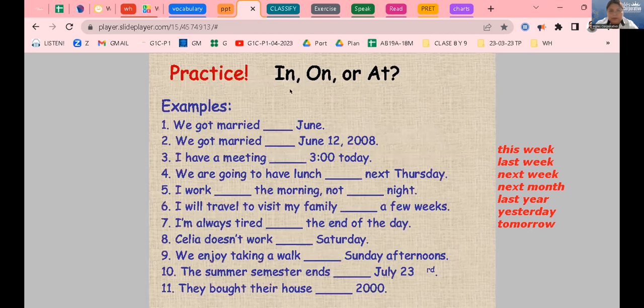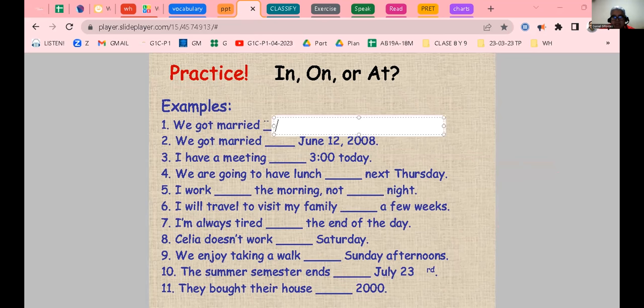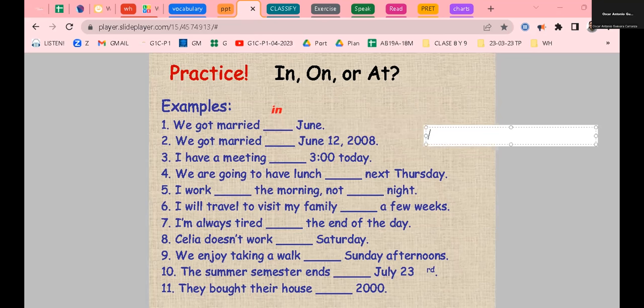Entonces ahí no es posible y no es requerido cuando va acompañado de una expresión de tiempo. Okay, so now we have an exercise, practice in, on, or at. Number one. So what do you think? Vamos a ver. ¿Cómo nos quedaría? We got married in June. In June. Okay. Number two. We got married on June 12, 2008. On. On, okay.